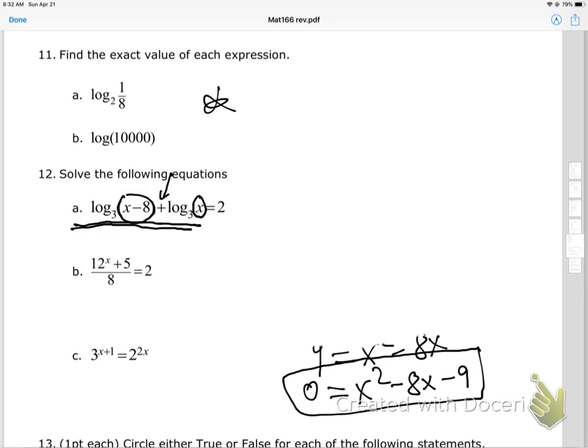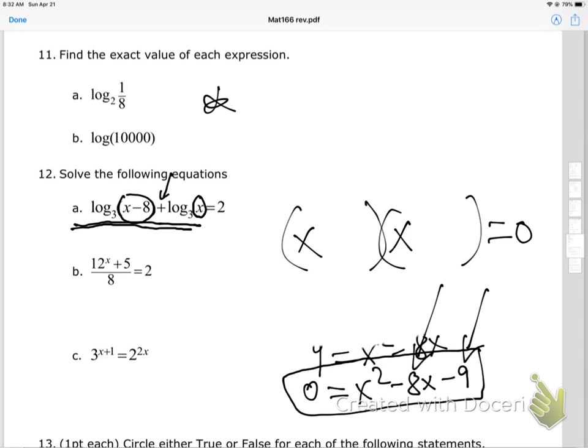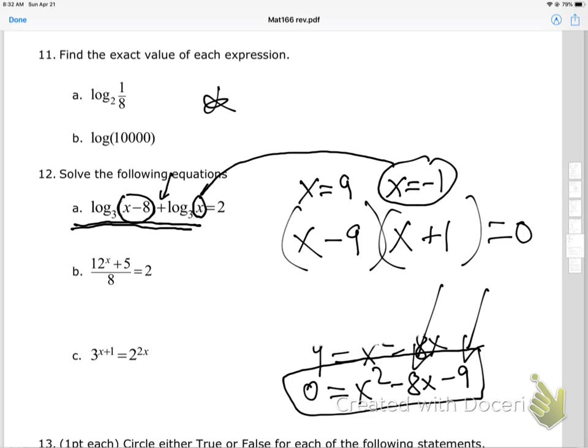Now then, hopefully things like this factor. Two numbers, -9 when you multiply, -8 when you add, is -9, +1. So x equals 9, x equals -1. Now then, just don't forget to check. This will not work because if you put it back in, you cannot log negatives. So that's the only answer.